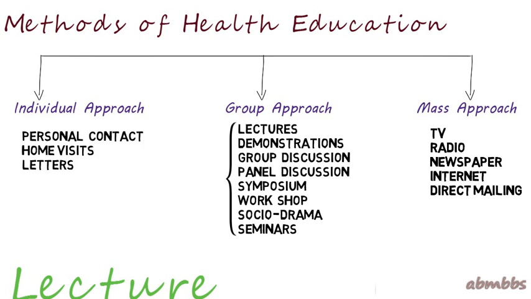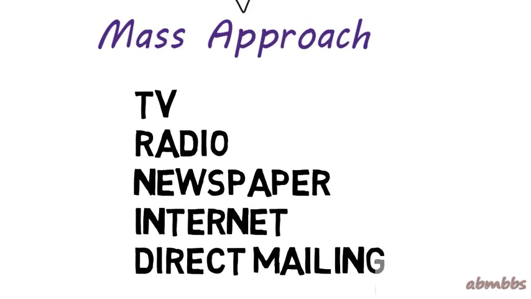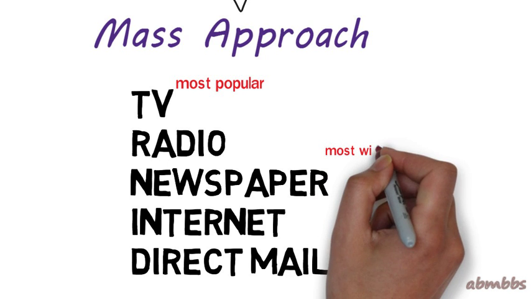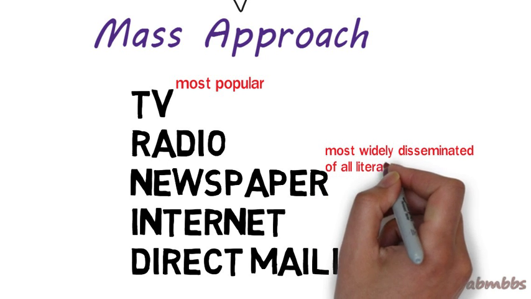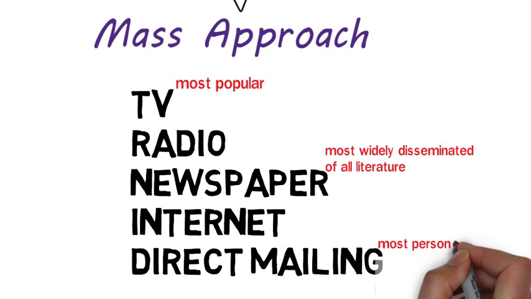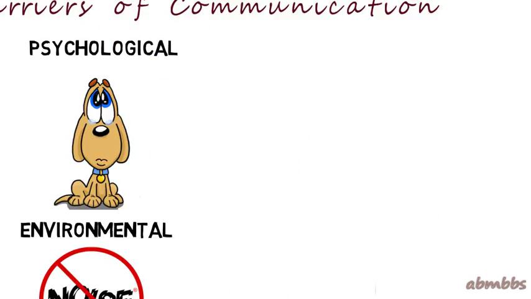This brings us to the end of the group approach to health education. Next, we look at the mass approach to health education. As you can guess, TV is the most popular of all media. Newspaper is the most widely disseminated of all forms of literature. And direct mailing is the most personal of all forms of mass communication. This brings us to the end of this video.